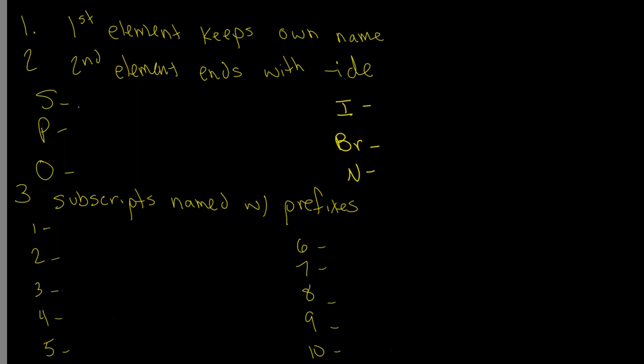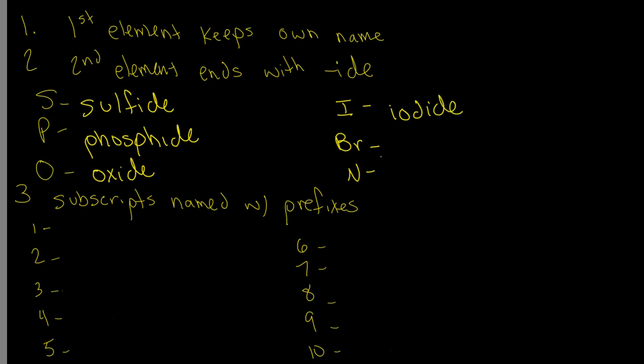So if I had sulfur as the second element of my compound, I would change sulfur to sulfide. If phosphorus was my second element, I would change it to phosphide. Oxygen changes to oxide. Iodine changes to iodide. Bromine changes to bromide. And nitrogen changes to nitride. So all we're doing there is changing the ending to IDE.